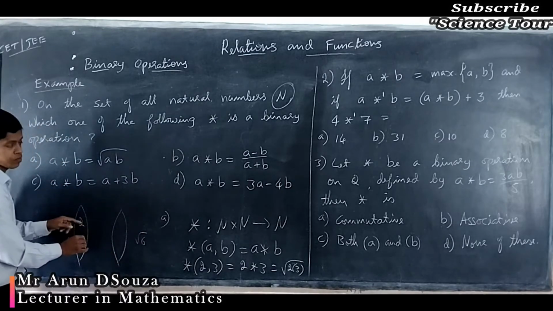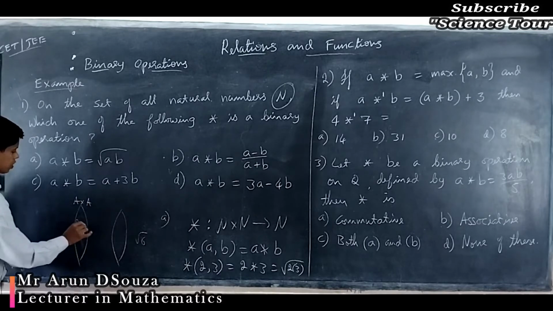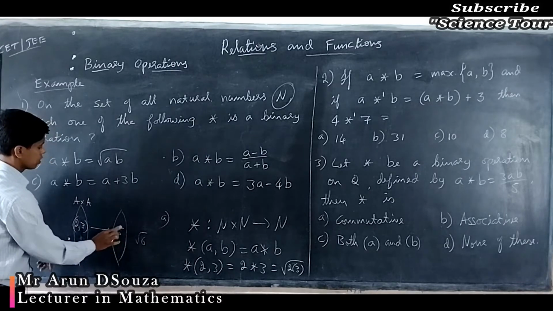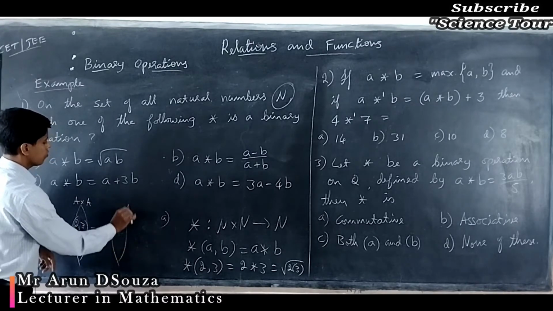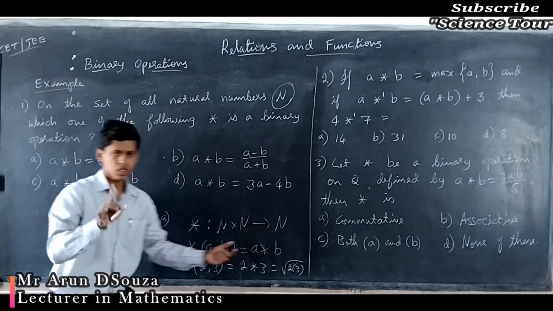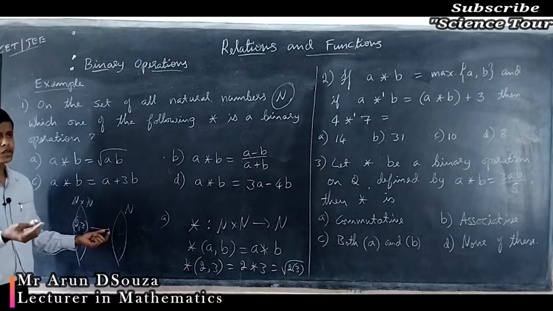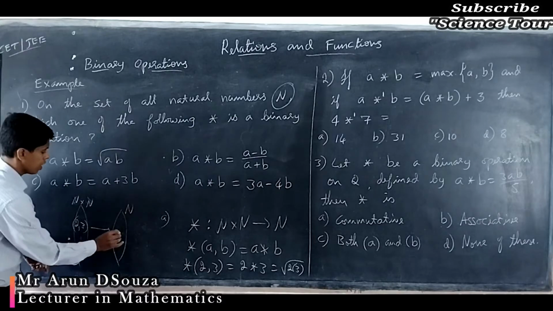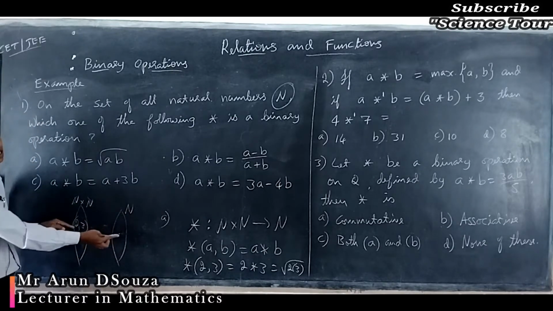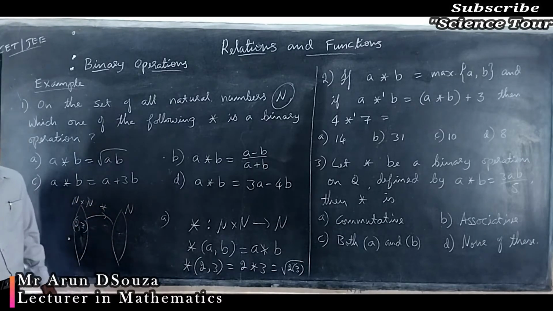So 2 comma 3, this will consist of elements in the ordered pair. There is only one element. Okay, so 2 comma 3 will go to root 6, but root 6 is not found in N. Root 6 is not a natural number, that is irrational, correct? So that does not belong to the natural numbers. You don't have any element here. That means you don't have this arrow. That means this element does not have an image. That means star is not a function.